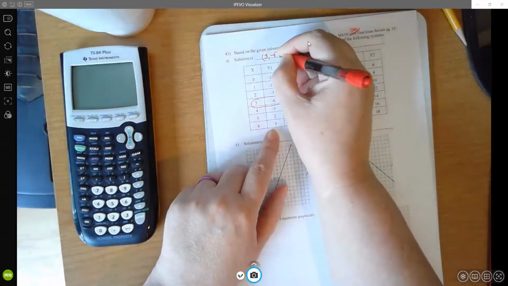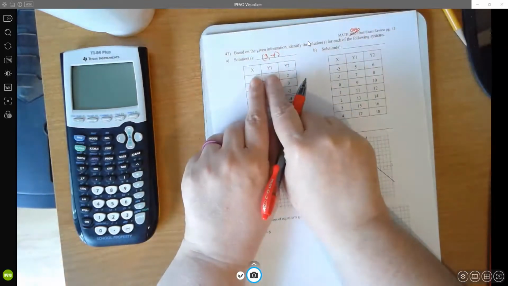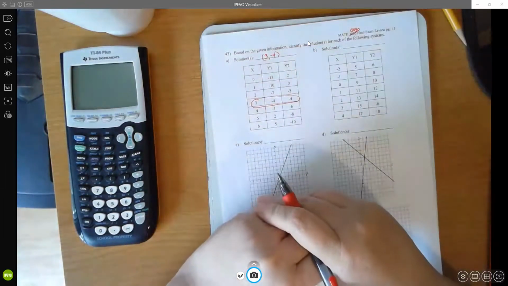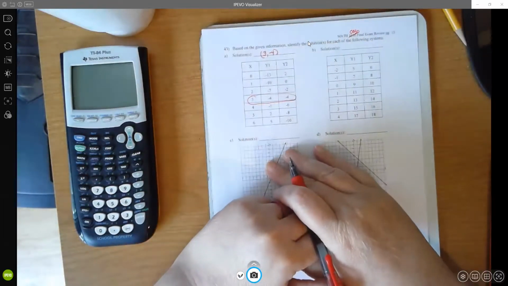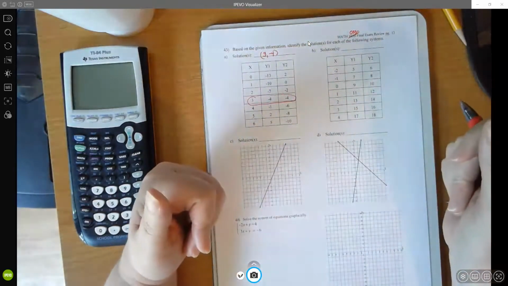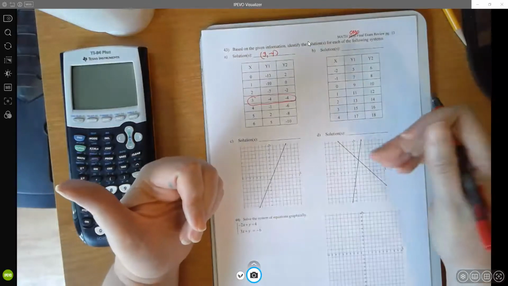That ordered pair is both on line 1 and in line 2, so that is the solution to the ordered pair. Could there be more than one solution? Sure, if it matched all the way up and down. And in neither case does that happen.